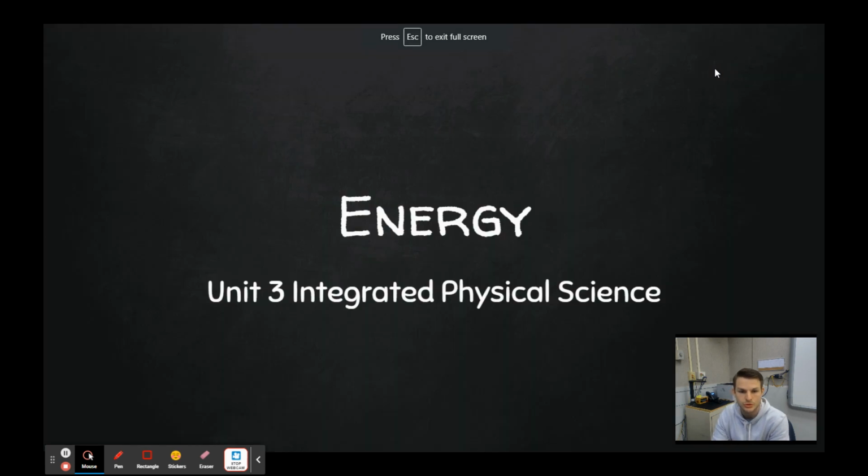Right, guys, welcome to Unit 3. This is the first Ed Puzzle of Unit 3, and it is on energy.